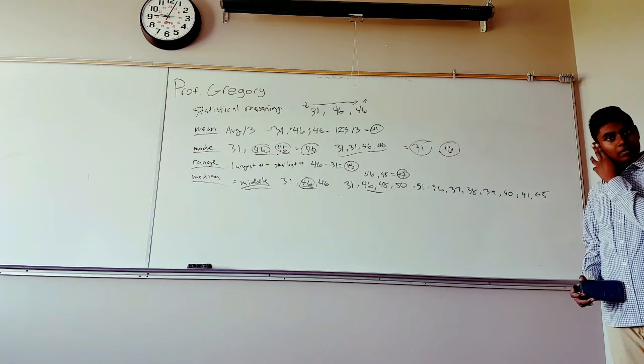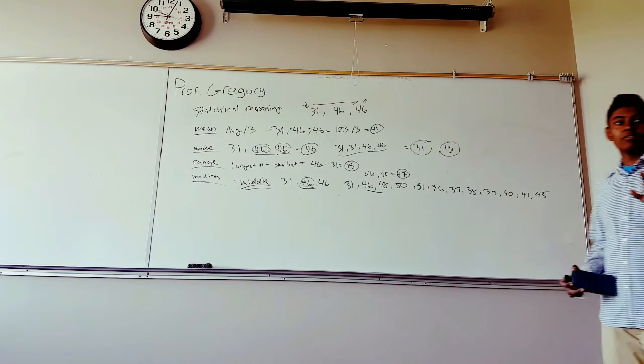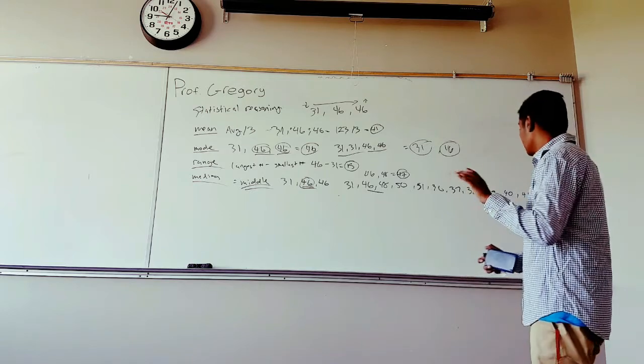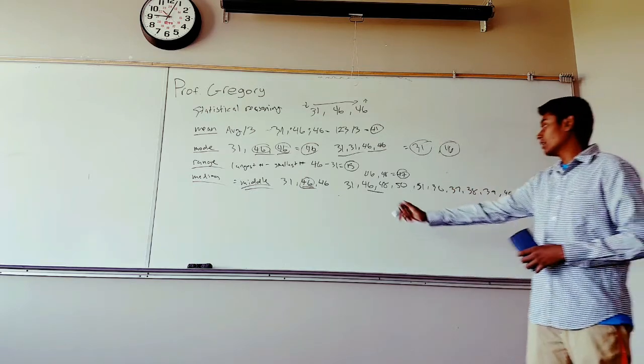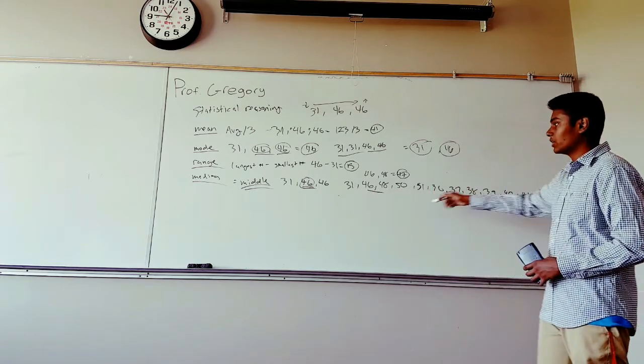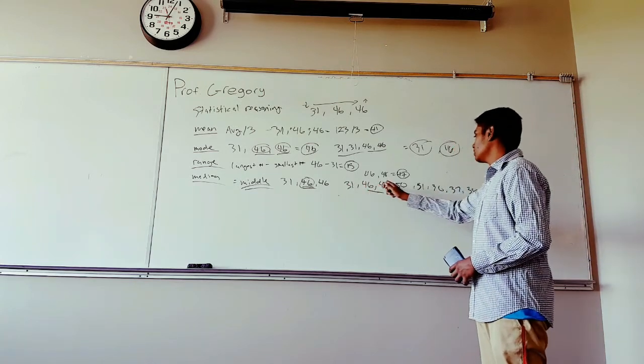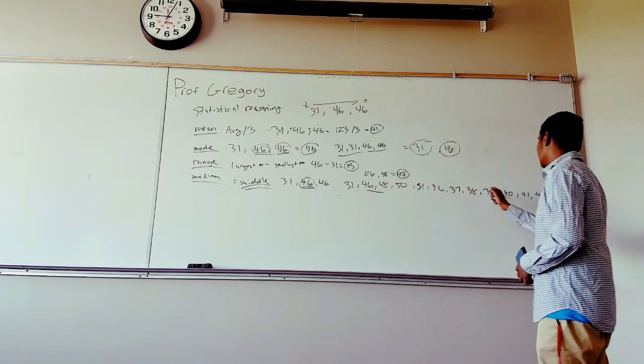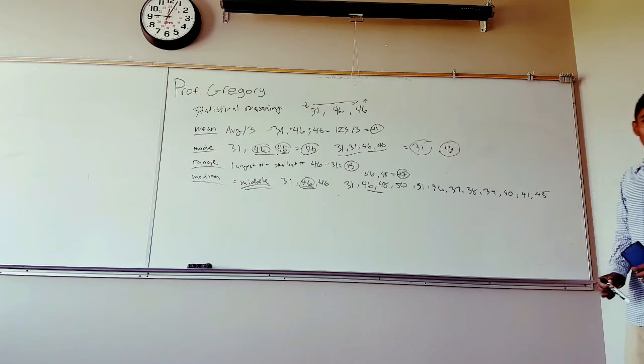Okay, ready? All right, so before you leave, we have one more hint that'll be very useful. As you can see here, we have quite a few numbers for finding our median. We have 1, 2, 3, 4, 5, 6, 7, 8, 9, 10, 11, 12 numbers.